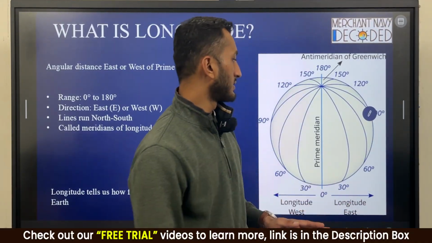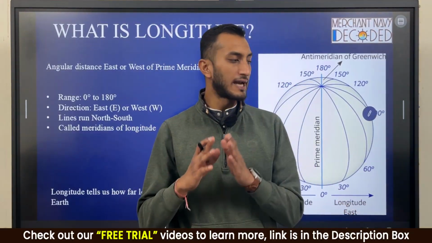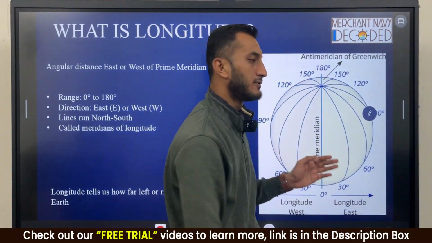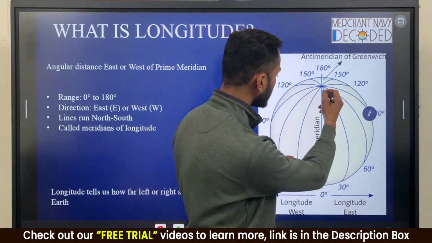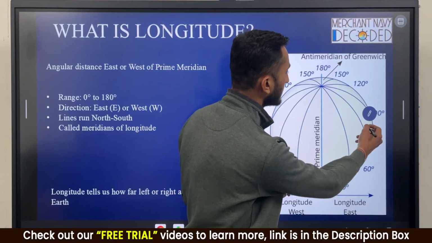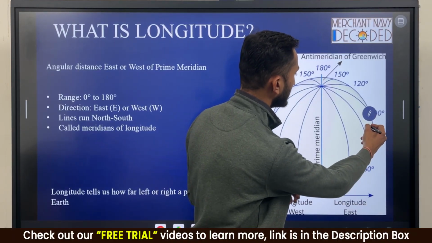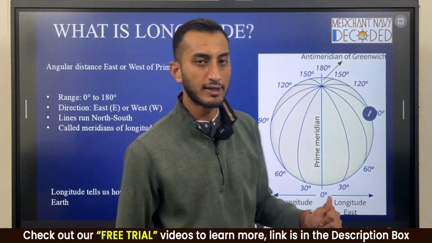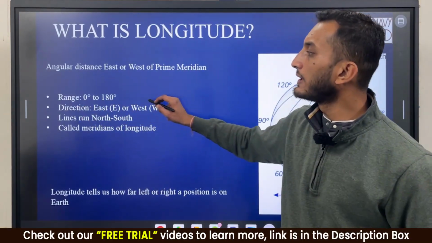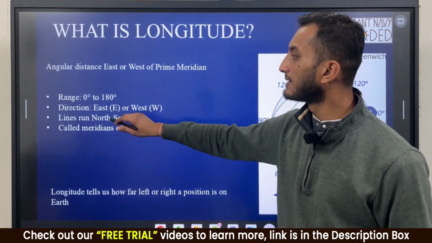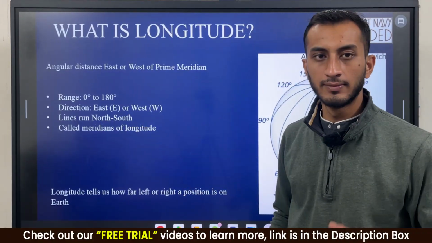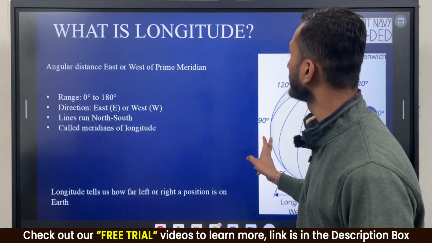If you stand like this, we live on the eastern side. If this is the prime meridian, India is somewhere over here. So this is the eastern and this is the western side. Range is 0 to 180 degrees, direction east or west, line runs north to south and is called the meridian of longitude. I hope I have made you clear with the longitude part.